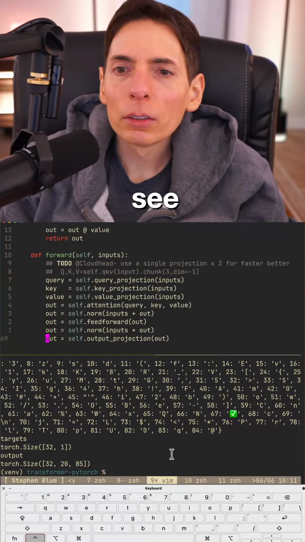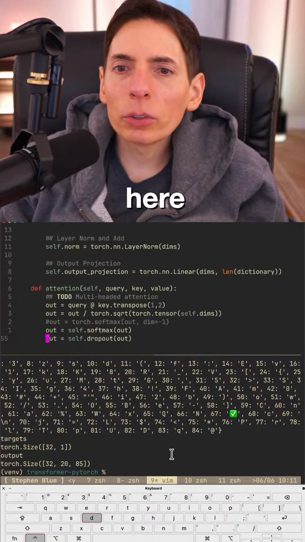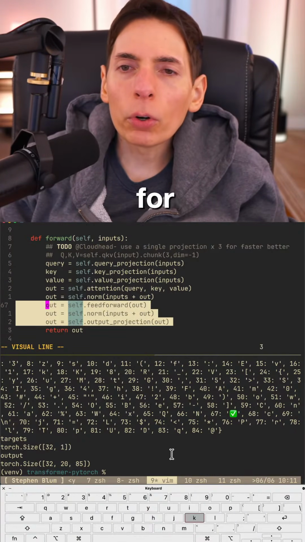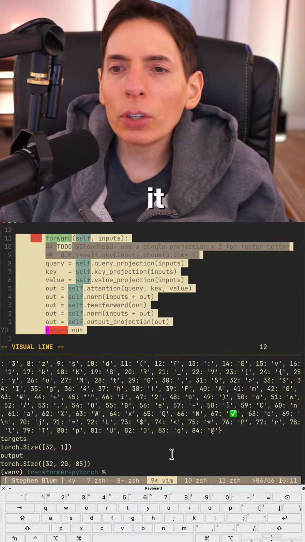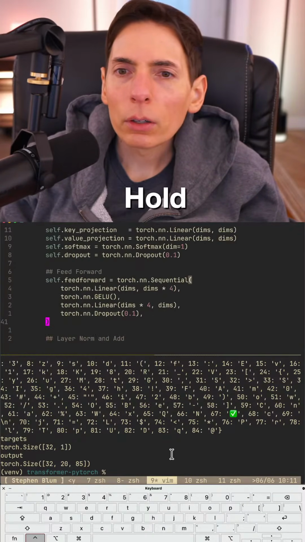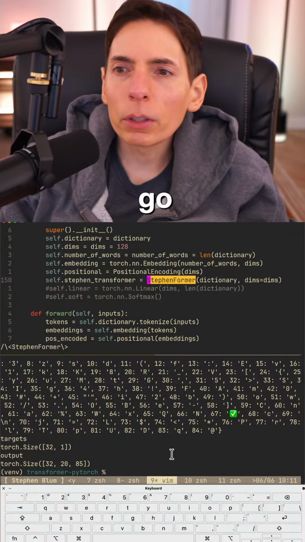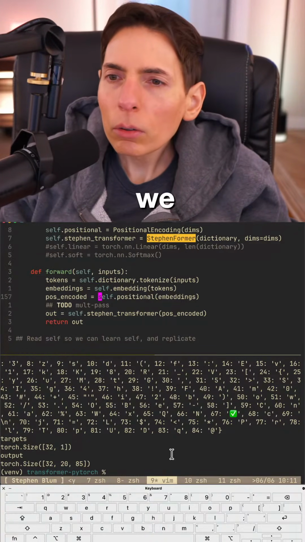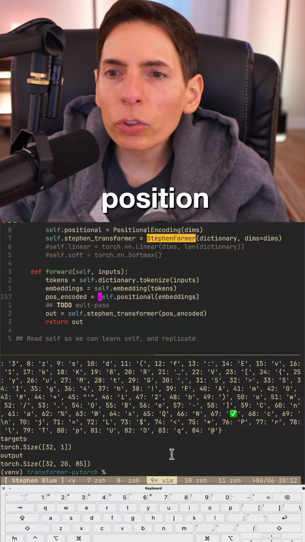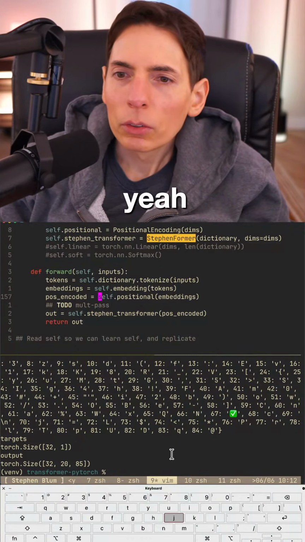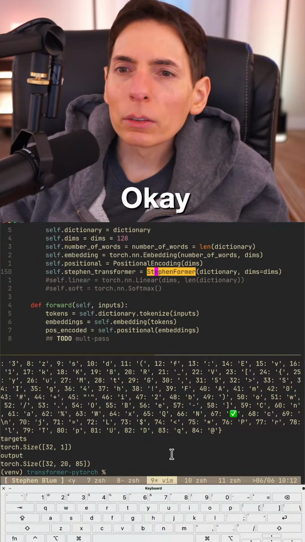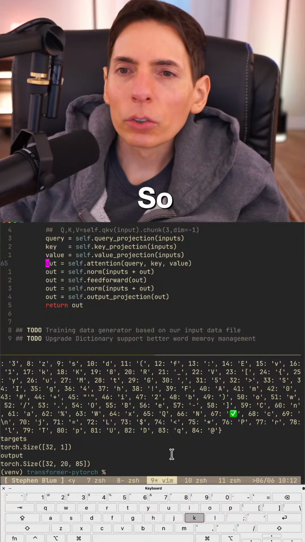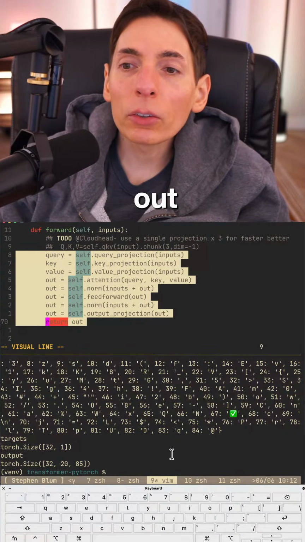Let's see here. So this is our forward. I believe our attention is fine, I'm pretty sure. The forward in our transformer itself is part of the problem. Though, hold on. Where's my Steven former at? Here we go. Positional embeddings, positional encode. Yeah, okay, that's fine. So basically, our forward is going to be here. This is our forward. Yes, I know we haven't split out the multiple heads.